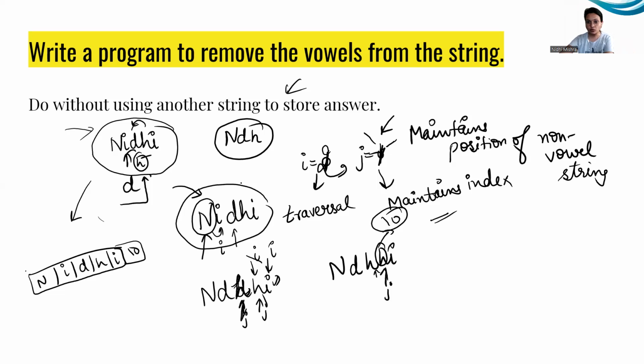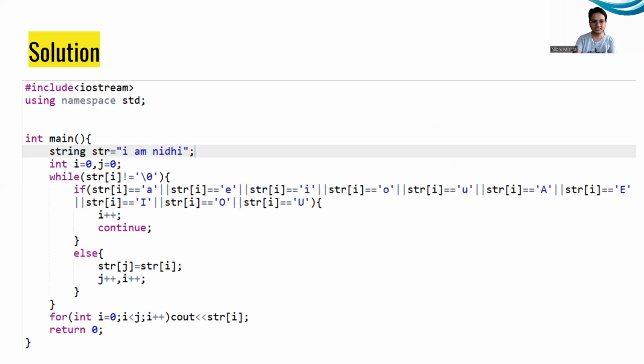Let me show you the code. You will get clarity. So this is an ideation, how you should think: I can't use any other string, so I have to make the changes in this string only. So I maintain two indexes. One index is for traversing, and one index is to maintain the position of my required string. So this is the idea discussion.